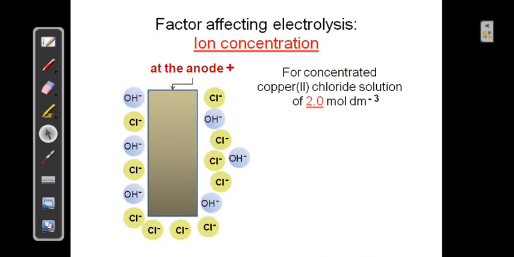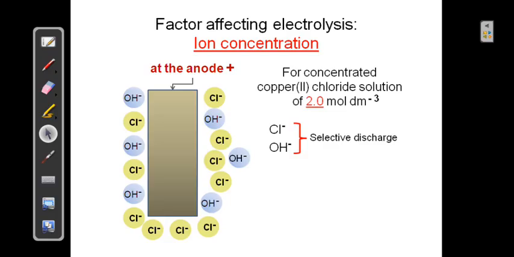So what happens now when we use a concentrated copper 2 chloride solution of 2.0 mole per cubic decimeter? This is a lot more. So now we have the same ions, the chloride and the hydroxide. Which one will get discharged? Which one will be selectively discharged? I think you can guess it right by now, right? So obviously this time chlorine will get discharged because the concentration is very much higher.